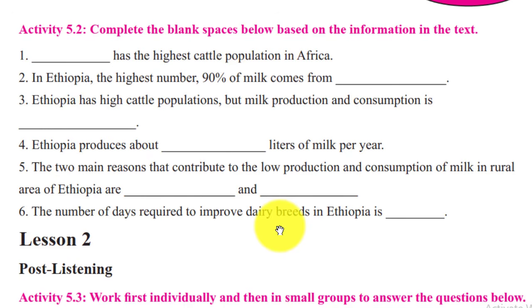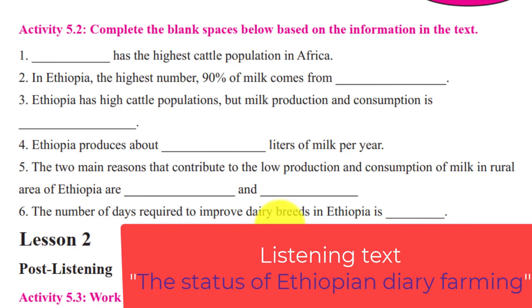Just listen carefully. The title says, the status of Ethiopian dairy farming. With a population of about 110 million people, Ethiopia is the second most populous country in Africa. This is a huge market opportunity for milk and milk products. Ethiopia has one of the highest cattle populations in Africa, estimated at 60 million heads.